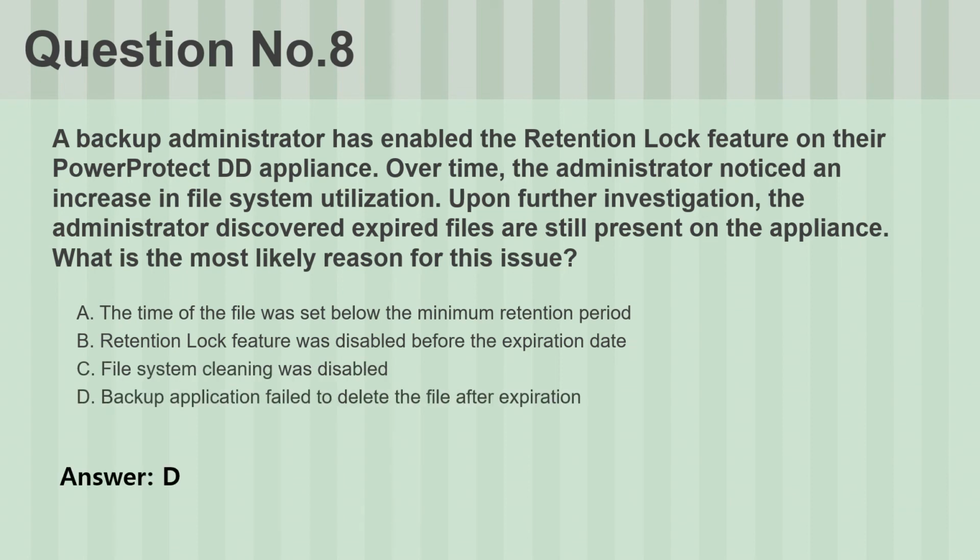Question number 8. A backup administrator has enabled the retention lock feature on their PowerProtect DD appliance. Over time, the administrator noticed an increase in file system utilization. Upon further investigation, the administrator discovered expired files are still present on the appliance. What is the most likely reason for this issue? A. The time of the file was set below the minimum retention period. B. Retention lock feature was disabled before the expiration date. C. File system cleaning was disabled. D. Backup application failed to delete the file after expiration. Answer: D.